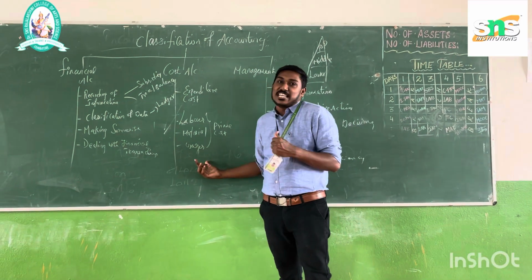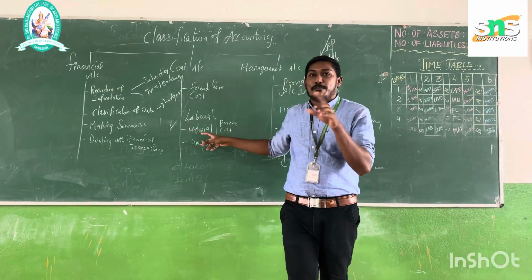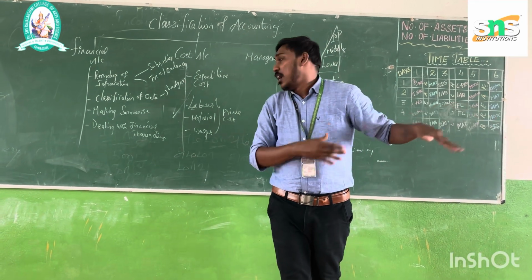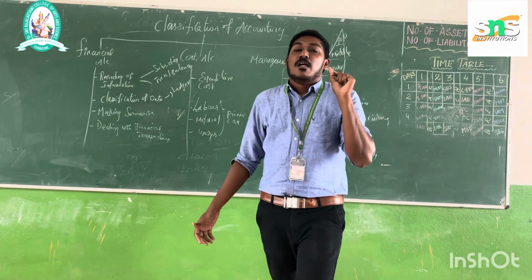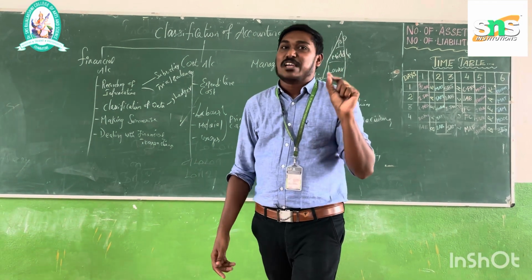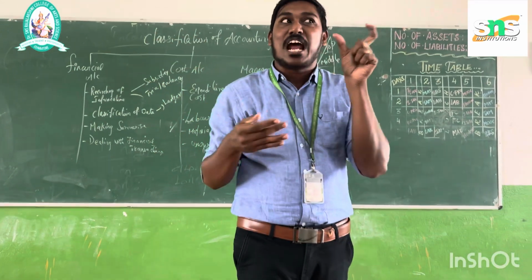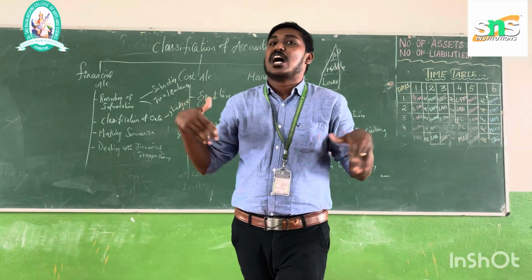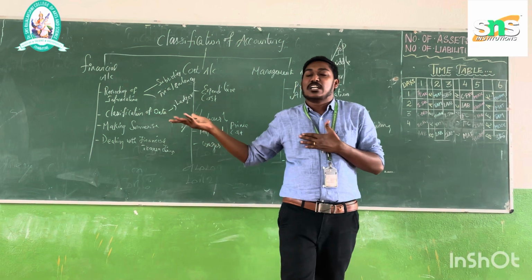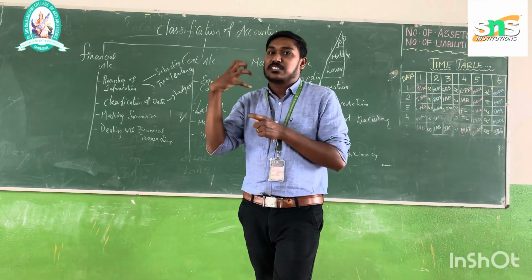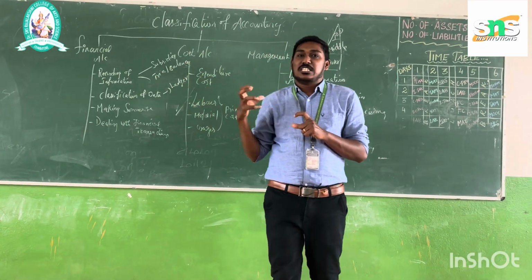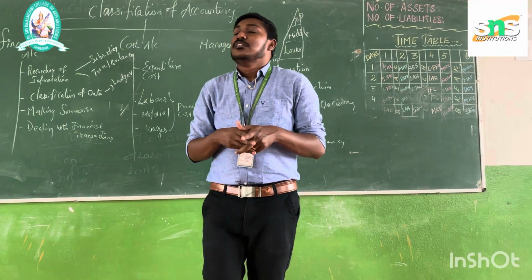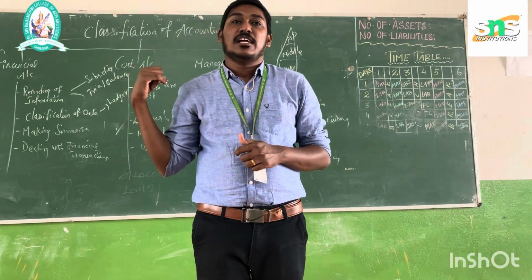The third one is wages. The first one is labor, the second one is material, and the third one is wages. For example, if the labor works for 1 day or 1 week, we can fix some wages for that particular labor, for example per week, per month, or daily wages like that. So these are the small costs that are recorded in cost accounting. Next class we are going to discuss the third classification, which is management accounting. Thank you.